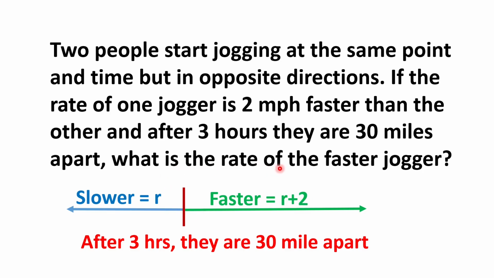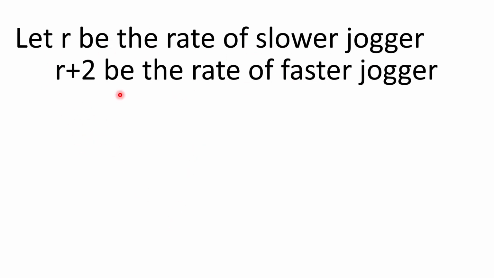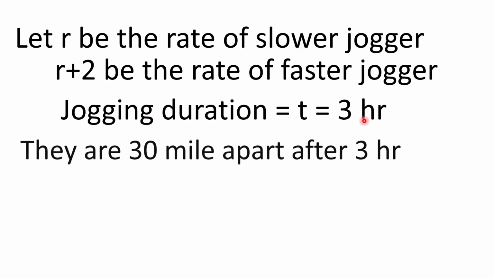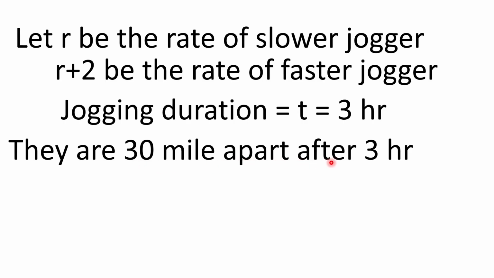So what is the rate of the faster jogger? We have to determine the rate of this faster jogger, and it is also given that after 3 hours they are 30 miles apart. So let's start the solution. Let r be the rate of the slower jogger, and the faster jogger will be r plus 2. The jogging duration is 3 hours, and they are 30 miles apart after 3 hours.